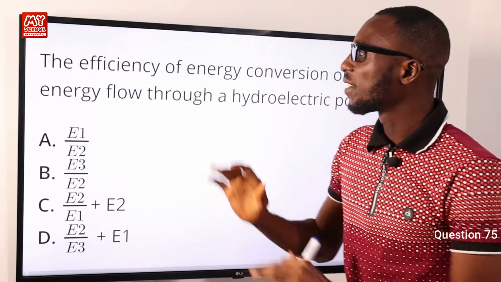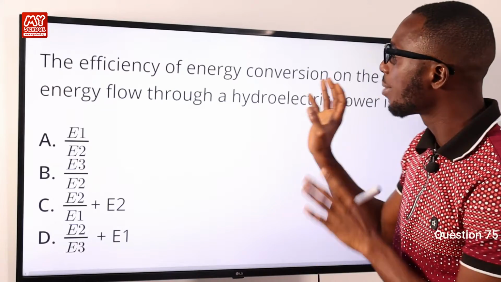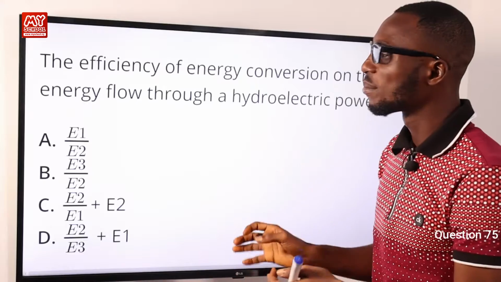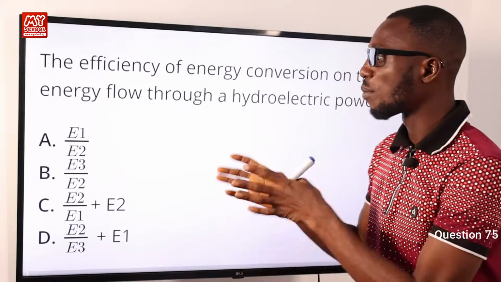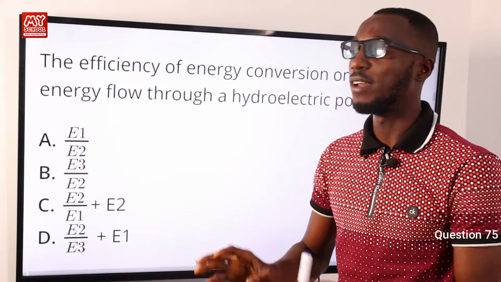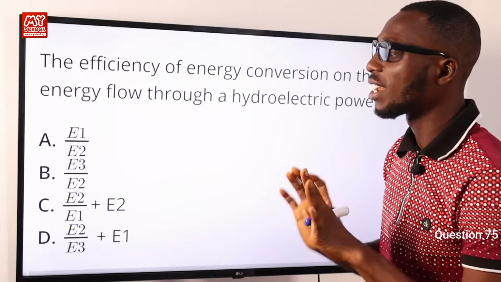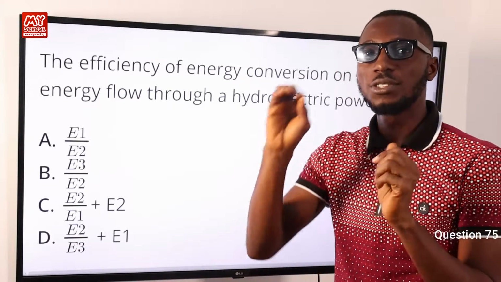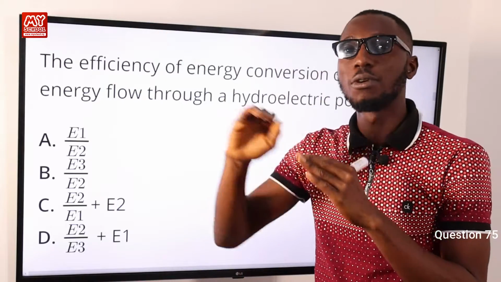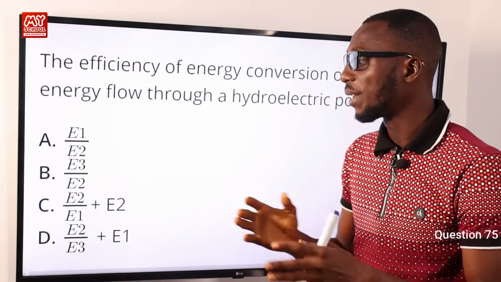Question 75. The efficiency of energy conversion on the energy flow through a hydroelectric power is what? There's no diagram to back up whatever formulas we want to build up, and we don't know what these values represent. If we had a diagram, it would reduce lots of ambiguity. Just for general knowledge, efficiency is output over input, the energy that's being used over the energy that is coming in, sometimes times 100%, depending on what you want.